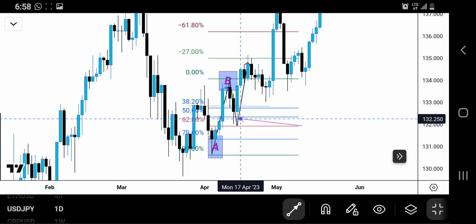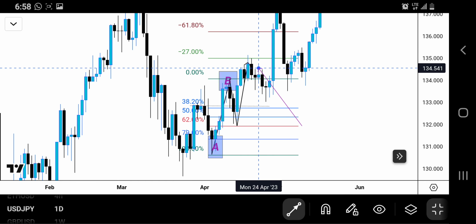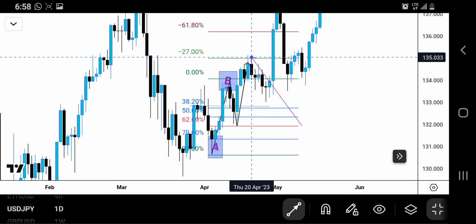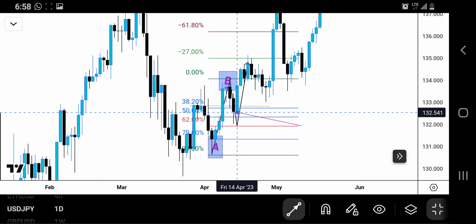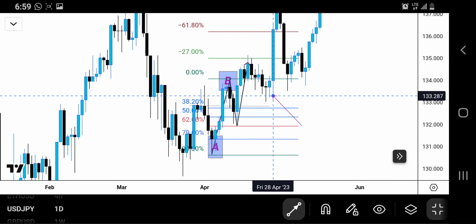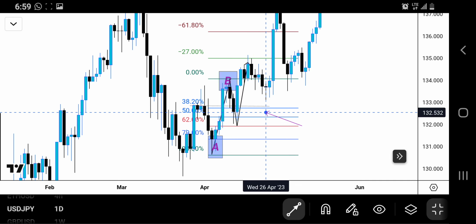Now when the market comes to 50 and you get your entry and you take the longs, your target is minus 27%. Then you start expecting a drawdown, that is, another retracement to occur. Now it's not in all cases. In some cases the market can get to minus 27% and keep going up to minus 61%. But most of the time the market tends to expand to minus 27% and then does a little bit of retracement down, or even as far back as 62, 50% or 38%.